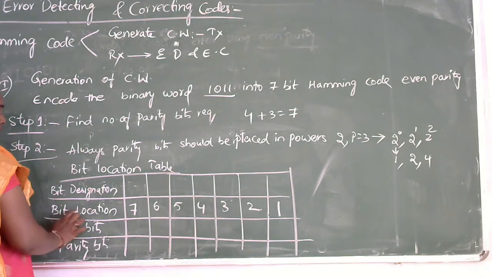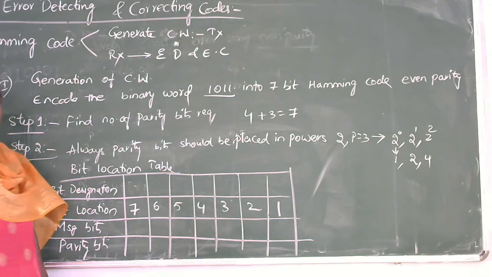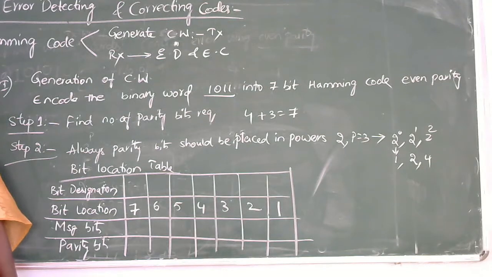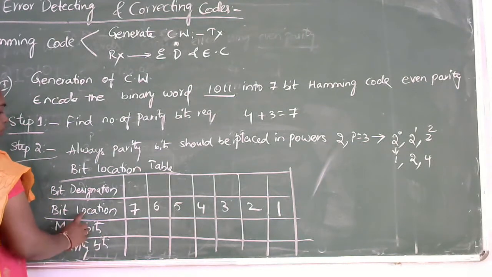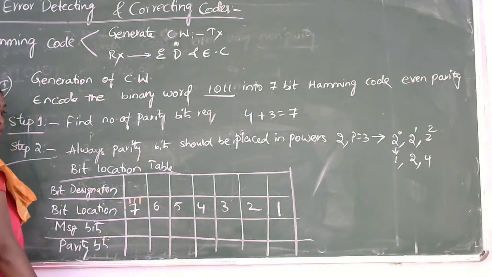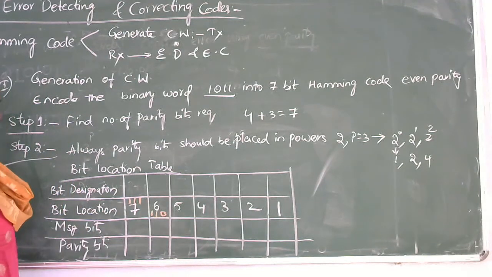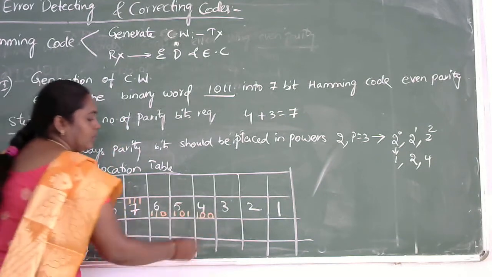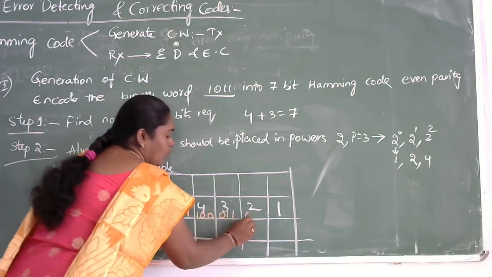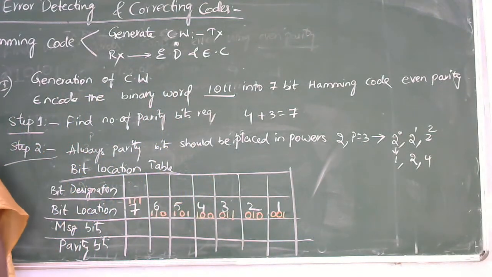And the other more important thing is under the bit location itself, if we observe this example, the highest number is 7. So the 7 equivalent in terms of the binary is 111. So under the bit location only, I am writing the equivalent of that corresponding bit. Similarly, for 6, the corresponding binary bit is 110. For 5, 101. For 4, 100. For 3, 011. For 2, 010. For 1, 001.